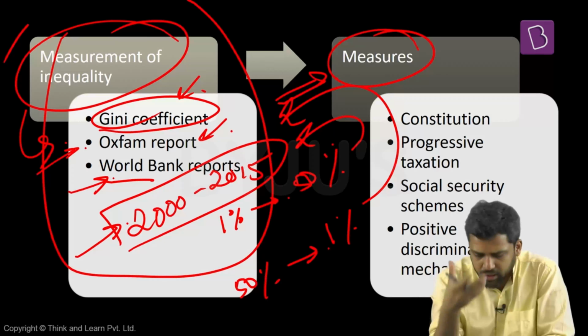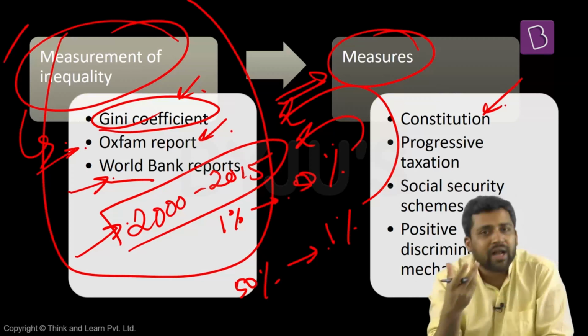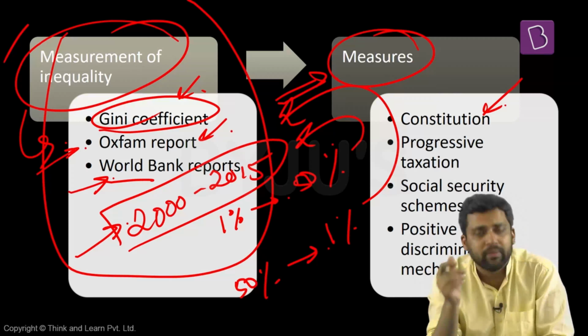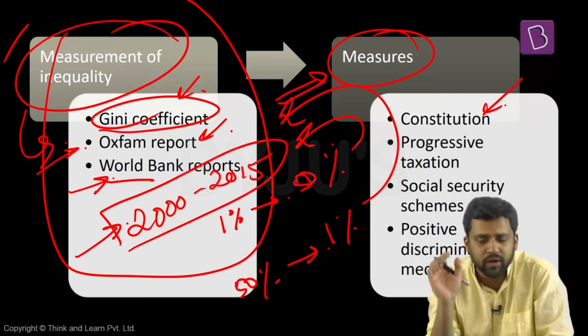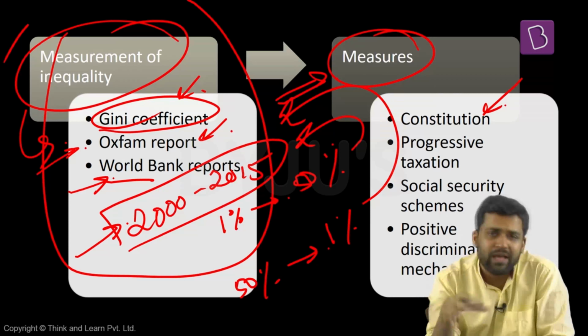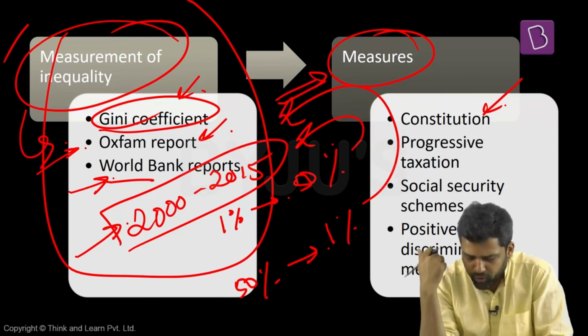One mechanism that we have is our constitution. The Constitution has different provisions which talk about addressing inequality. It might not say so explicitly, but it talks about it. For example, the different directive principles: equal pay for equal work, and just wages should be provided. So they're all part of the constitution.